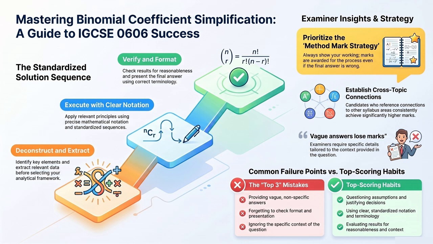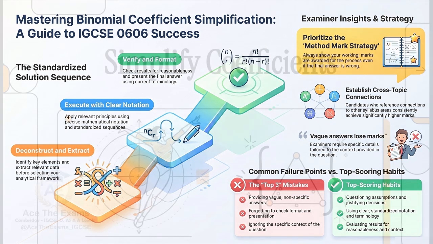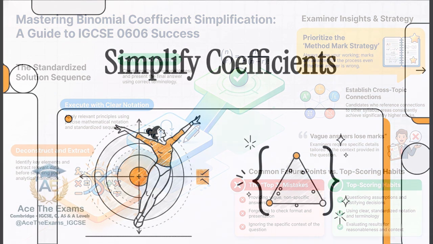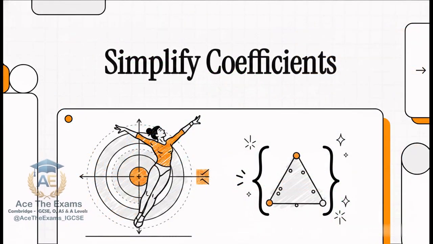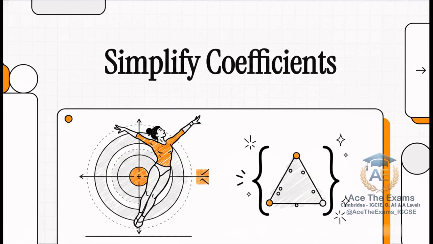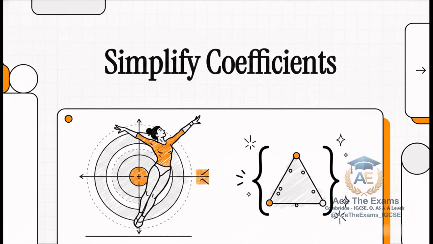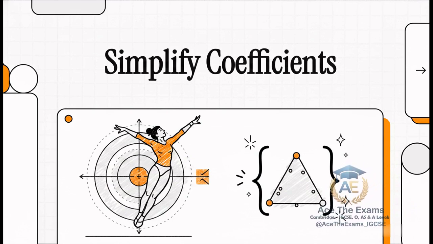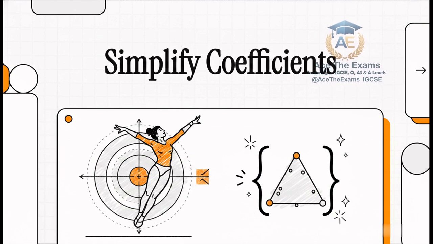Welcome to This Explainer. Today, we're diving into Cambridge Additional Mathematics, specifically syllabus 0606, and we're going to treat it exactly like a high-stakes gymnastics routine. Think about it for a second. In gymnastics, you don't win gold just by wildly throwing yourself into the air, right? You win through perfect form, precise execution, and an absolute mastery of the fundamentals.